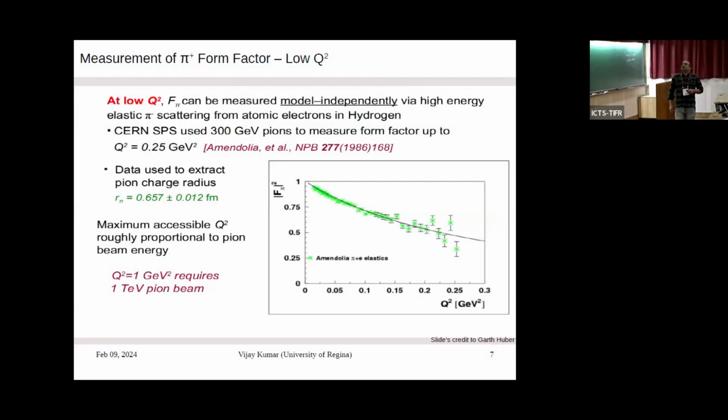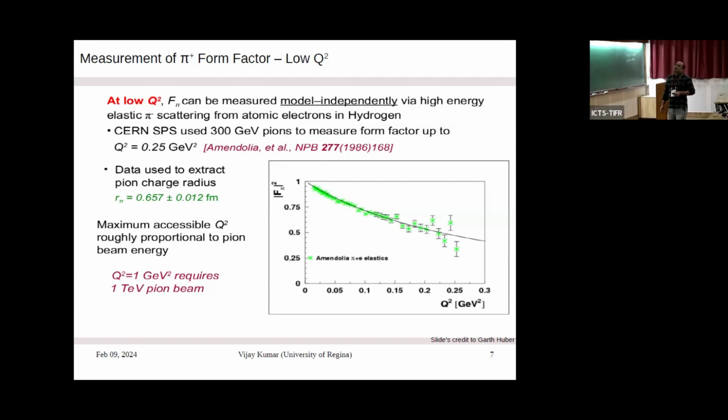The form factor can be measured model independently via high energy pion scattering from atomic electrons. Earlier, at CERN SPS, they used 300 GeV pion beams and scattered them from atomic electrons. They actually achieved a Q squared of 0.25, which is low Q squared. From this measurement, they extracted the charge radius of the pion. The charge radius is nothing but the slope of this fitting line at Q squared equal to 0.